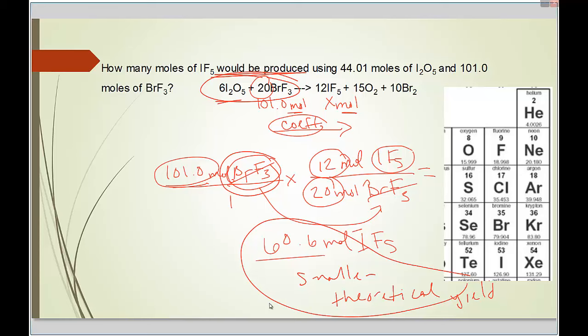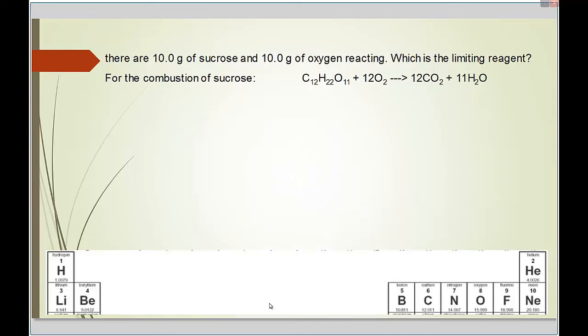Alright, let's try another one. There are 10 grams of sucrose and 10 grams of oxygen reacting. Which is the limiting reagent? So this one's specifically asking about the limiting reagent. Once again, they give you amounts for both of them, so we're going to do them as two separate equations. So sucrose is this C12H22O11, and they want to know which one's the limiting reagent.